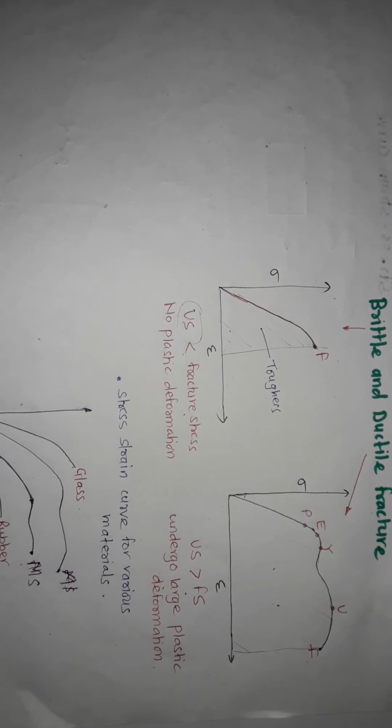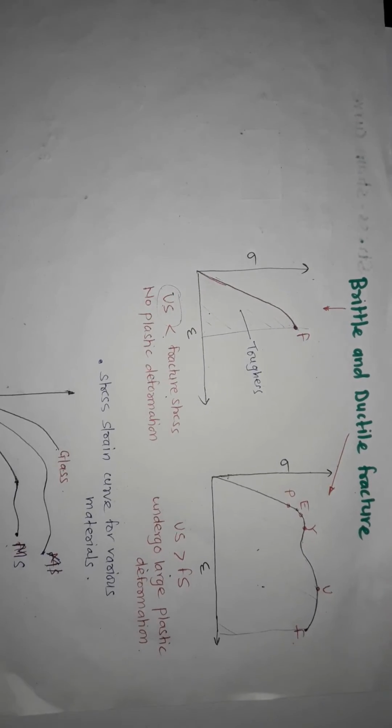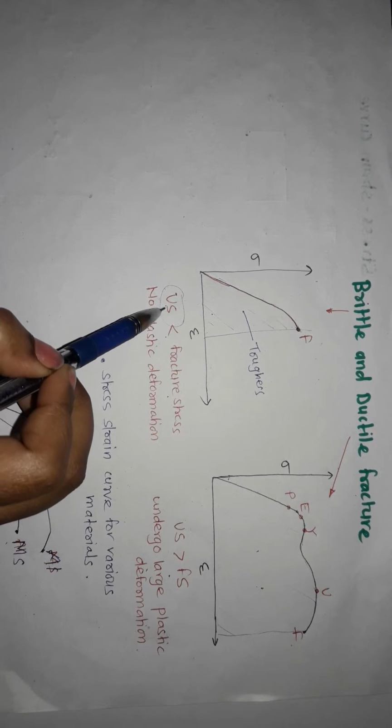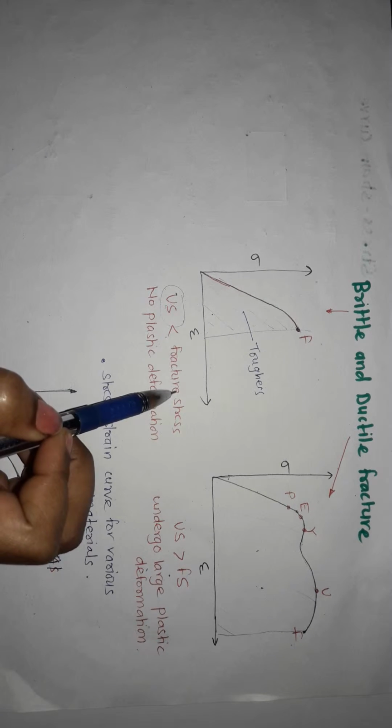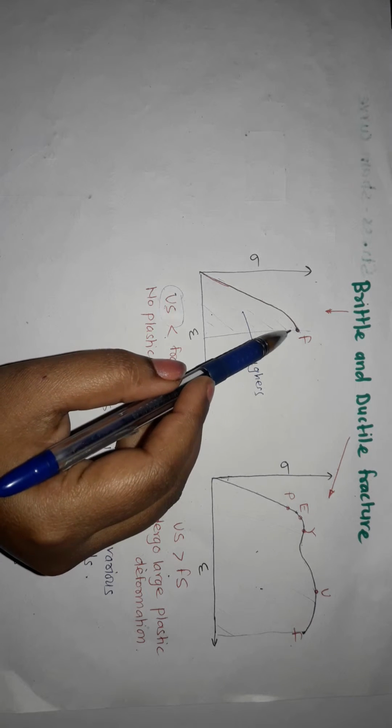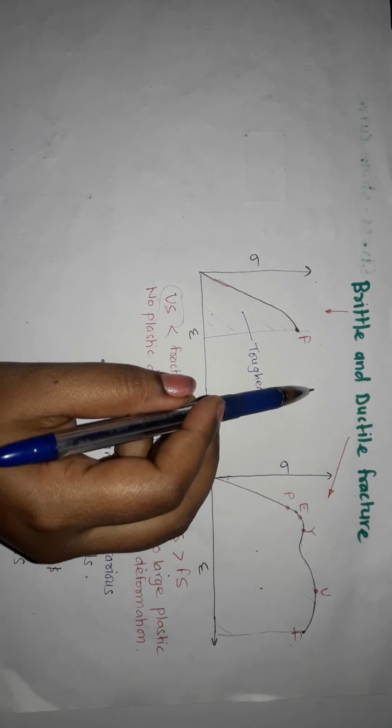But if we consider, there are two types of material, brittle materials and ductile materials. Both show different types of deformation. What happens in brittle material is that the ultimate strength is less than the fracture stress. Therefore, it fractures in two parts before the ultimate stress occurs.